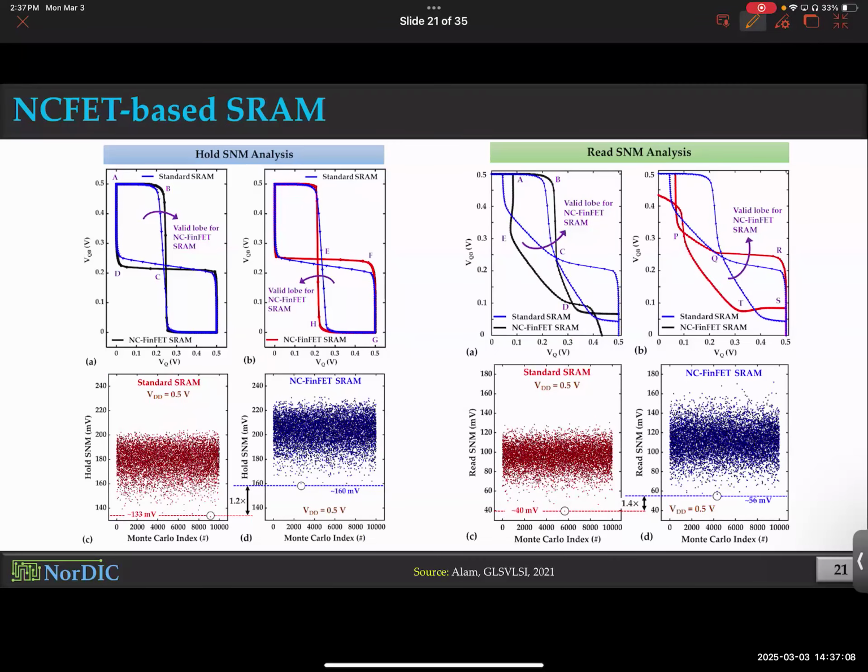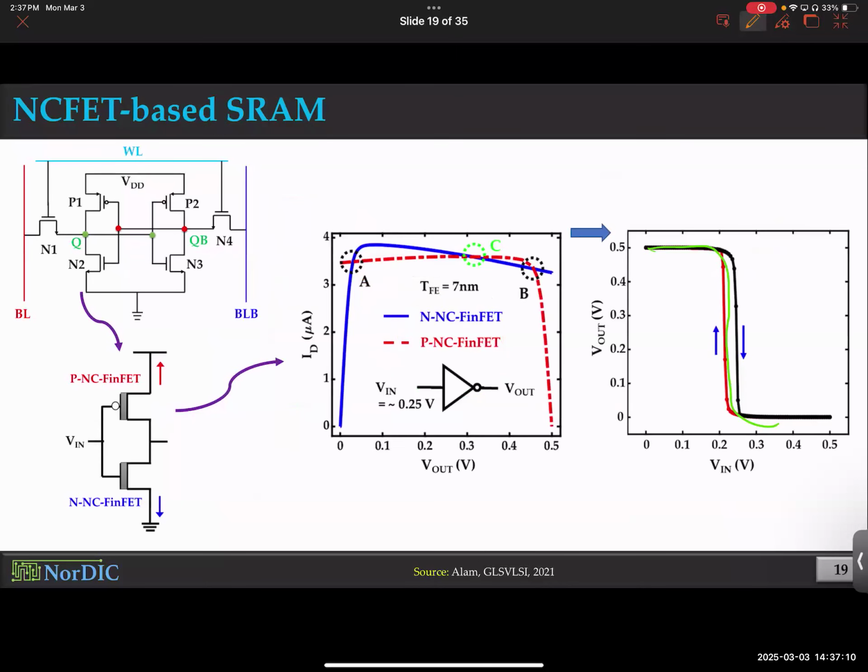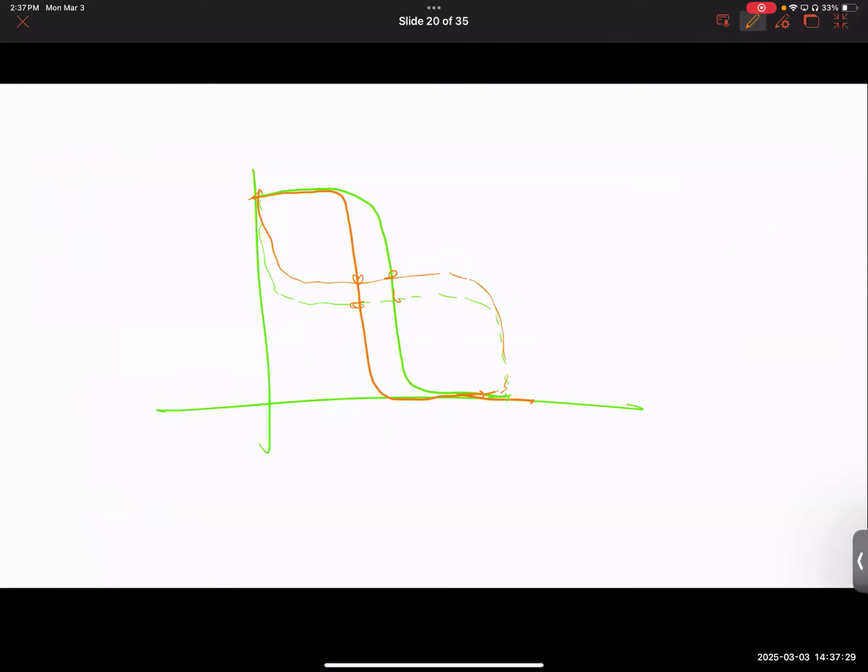So this is what I'm talking about. When you take this and flip it over, because of the hysteresis inherently in one of the VTCs, you have multiple points of intersection in the butterfly curve. So the system becomes even more complex. It's a very complex system. What I'm trying to tell you is that for conventional SRAMs, both of these lobes are valid.